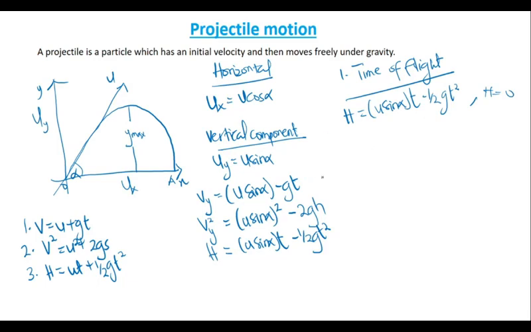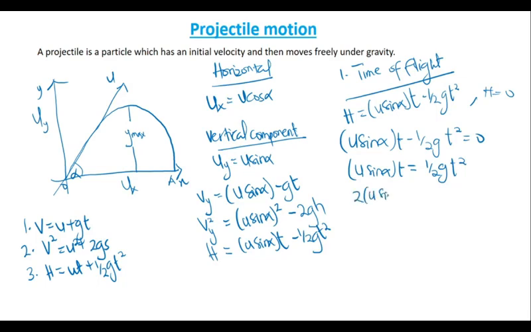So if our h is equal to 0, it means the whole equation we have over here can be rewritten as u sine alpha t minus half gt squared is equal to 0. So if we bring this side to the other side of the equal to sign, we have u sine alpha t is equal to half gt squared. So we multiply through by 2, to get rid of the half we have over here. So we have 2u sine alpha t is equal to gt squared.